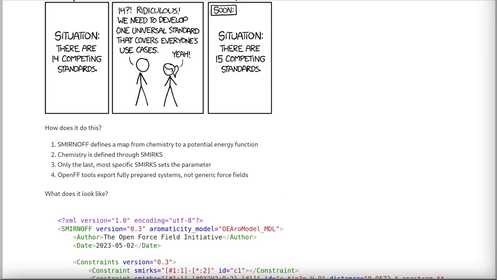SMIRNOFF accomplishes these goals by first defining a map from chemistry to a potential energy function, including all the runtime details you need to reproduce it. Long-range non-bonded treatments, functional forms, the works. Chemistry is expressed as a SMIRKS string, a pattern of atoms and bonds, rather than with atom types. The parameters are assigned following a hierarchy of parameter specificity, with general parameters at the top of the file and specific parameters coming after. Together, these two rules grant a lot of freedom to decide how to construct a force field. Finally, instead of only supporting one MD engine, OpenFF provides tools that export fully prepared systems in a number of different formats. We'll go into detail on each of these points later on.